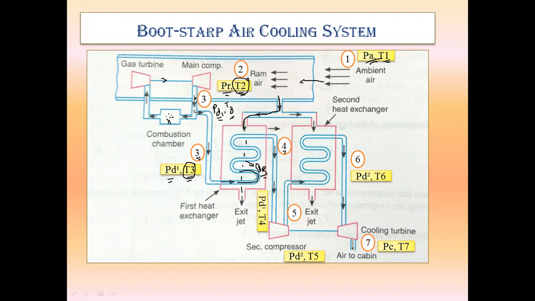Because of this constant pressure heat rejection inside the first heat exchanger, the pressure of the air at the outlet of the first heat exchanger will be the same. That pressure will be PD1 itself. Only there will be a drop in temperature, from T3 to T4.